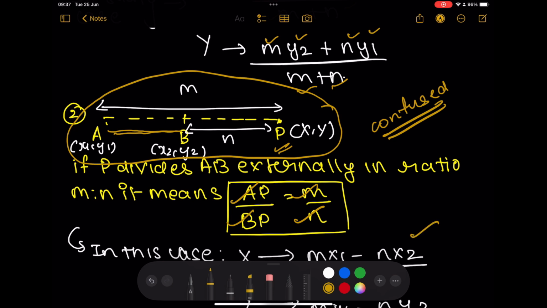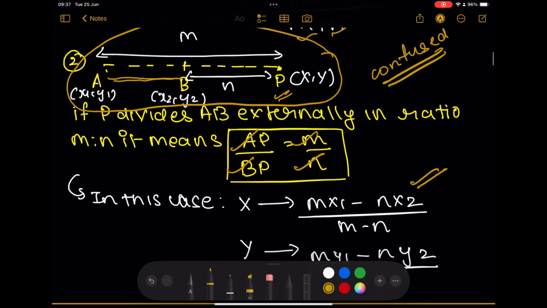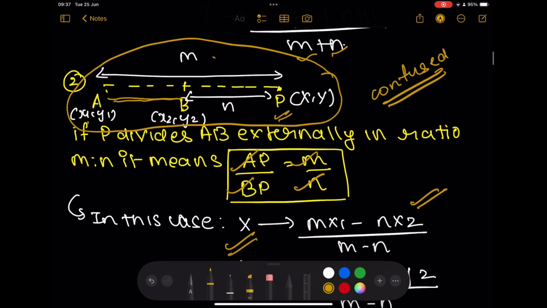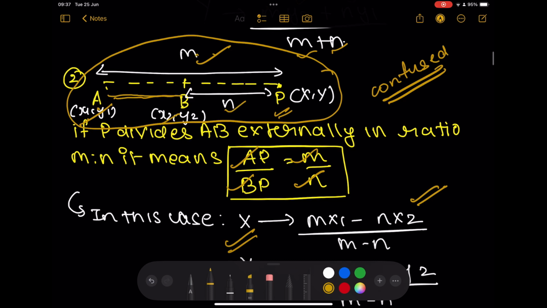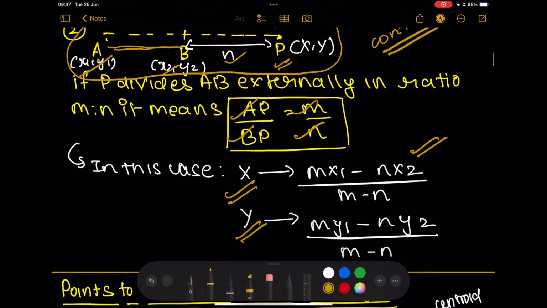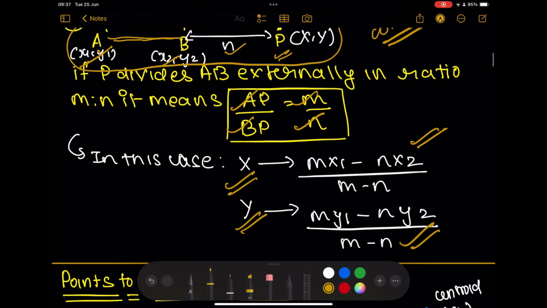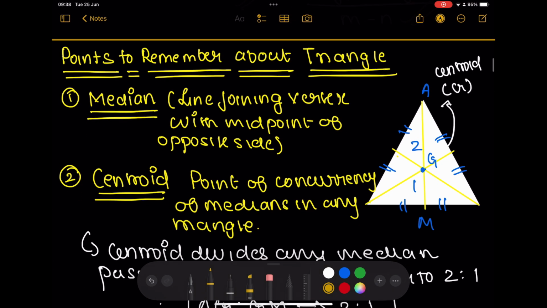Okay. Now many people will only memorize the formula, but this diagram is also very important. You need to know what it means for a point to externally divide a line segment, right? This is very important. And in this case, your x coordinate of the point P will be m times x1 minus n times x2, whole divided by m minus n, and your y coordinate will be m times y1 minus n times y2, whole divided by m minus n. This is also very important, right?